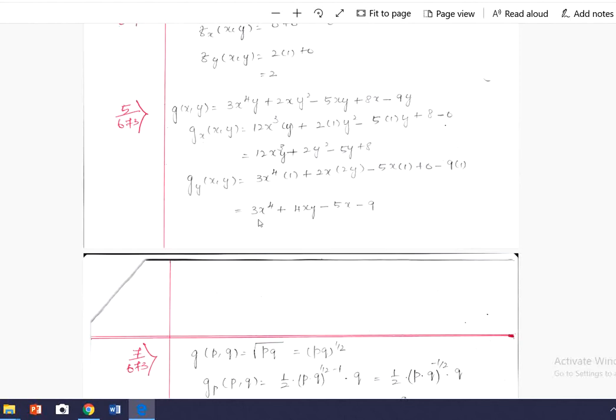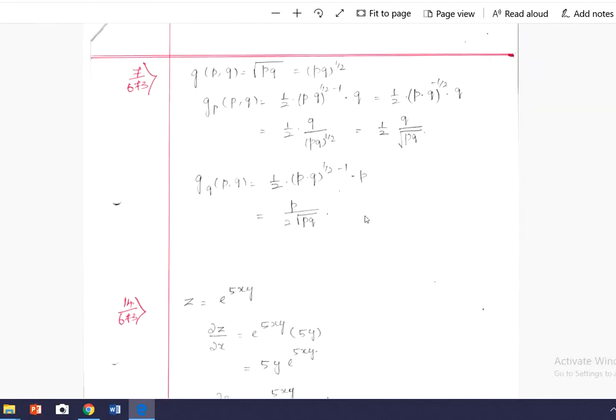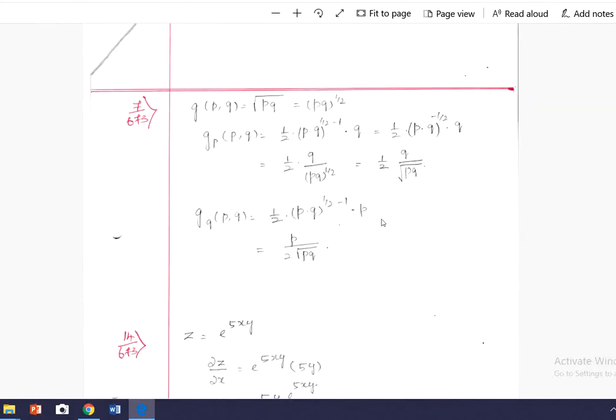Therefore, the answer is 3x to the power 4 plus 4xy minus 5x minus 9. And the next question is, we have two more questions in this section. Question number 7, page 673. g of p comma q is equal to square root of pq.